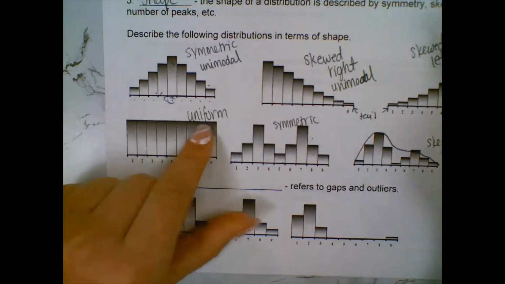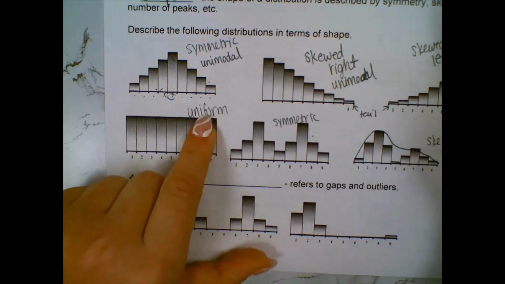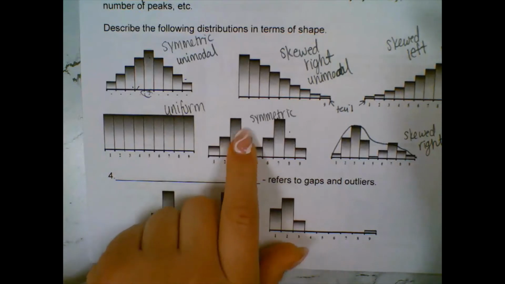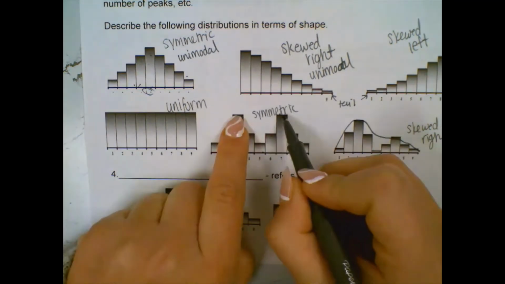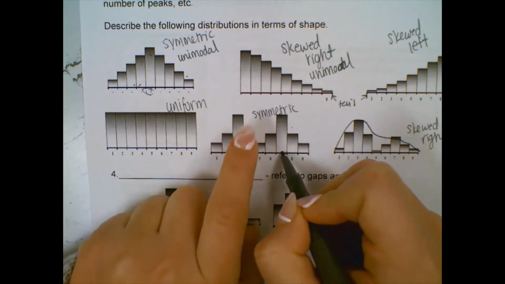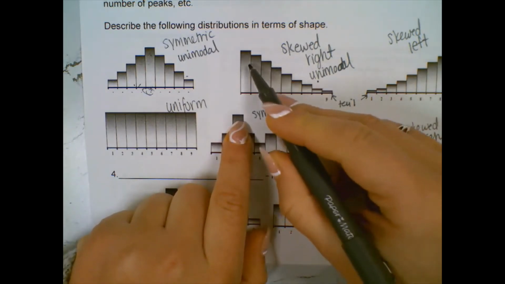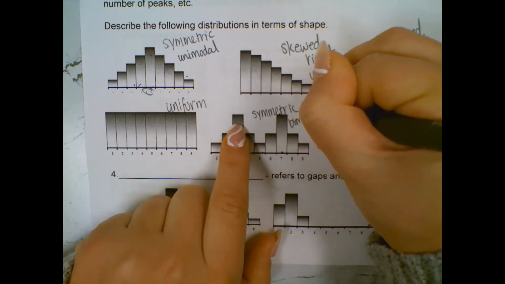Since this is uniform, every number occurs the most, so we don't have a descriptor for it. The uniform kind of uses that. And then here, when we have two numbers, so if you look, these two are the exact same height, which means both of these occur the most. Instead of saying unimodal, because there's more than one, there's two, we call it bimodal. So we just use the prefix for two.